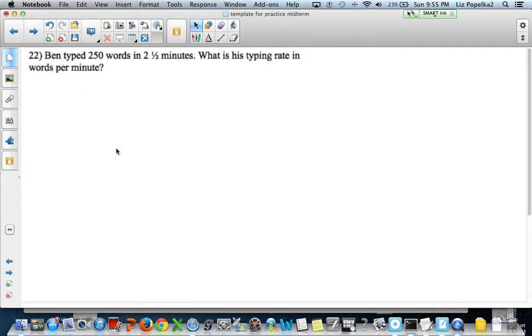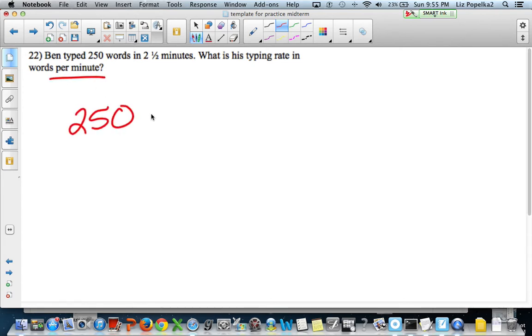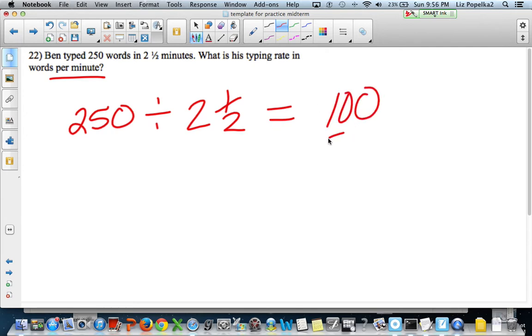Number 22, Ben typed 250 words in 2.5 minutes. What is his typing rate in words per minute? Of course, per means 1. So if you can do 250 words in 2.5 minutes, just do 250 divided by 2.5, whatever you prefer. You are going to end up with 100. So that means that he can do 100 words in 1 minute. So 100 words per 1 minute is your answer.